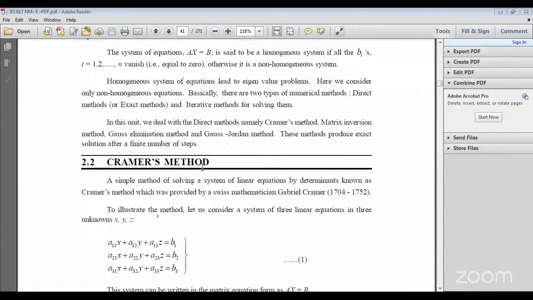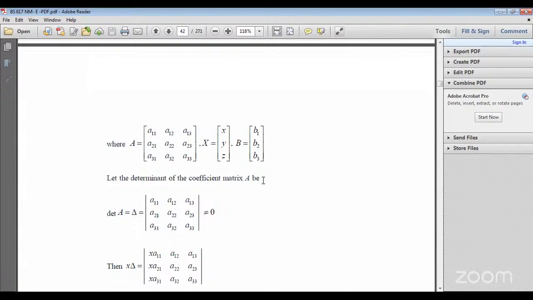Cramer's method is a simple method of solving a linear system. This method is named after Gabriel Cramer, who lived from 1704 to 1752. Consider a11 x plus a12 y plus a13 z equal to b1, a21 x plus a22 y plus a23 z equal to b2, and a31 x plus a32 y plus a33 z equal to b3. This is the system of equations. Let delta be the determinant of the coefficient matrix with rows a11, a12, a13, a21, a22, a23, a31, a32, a33, which is not equal to 0.